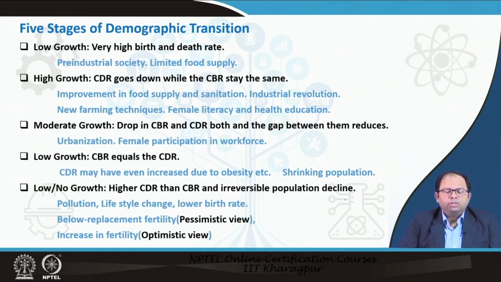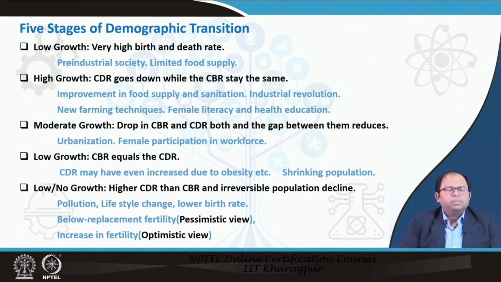And here we see gradual improvement in food supply and gradual improvement in sanitation. Societies are going towards the industrial revolution, that means the society is being industrialized. The society also learns new farming techniques for producing more food. Female literacy starts, and health education also starts in the society. So this is a high growth phase when the population starts to grow.